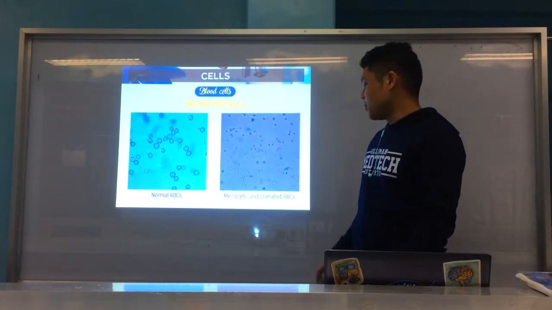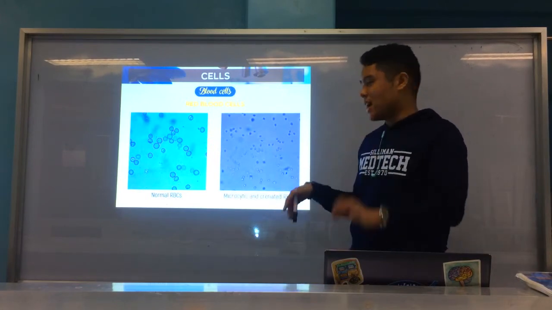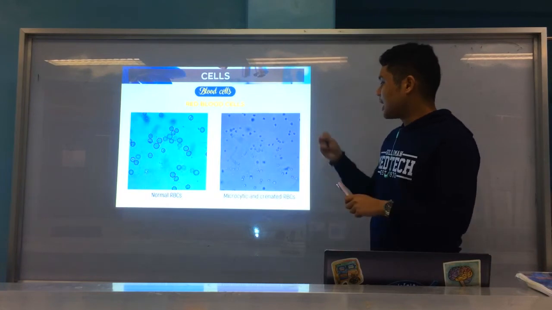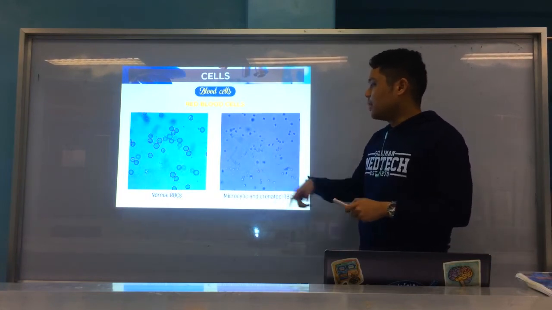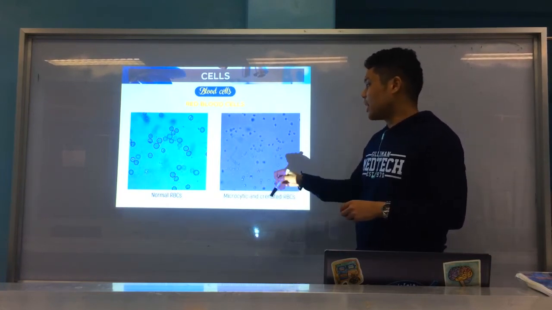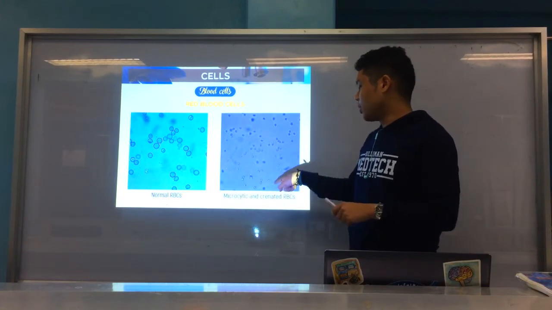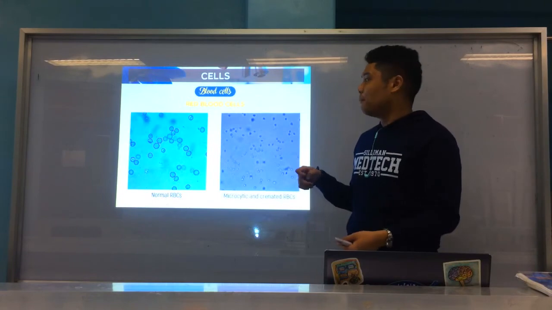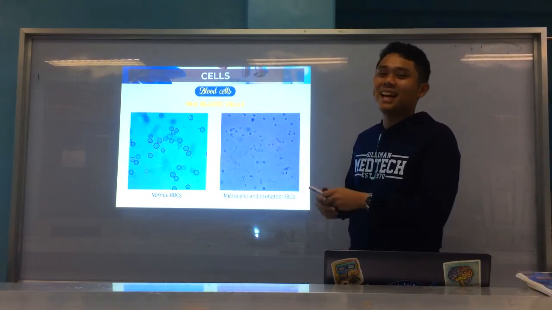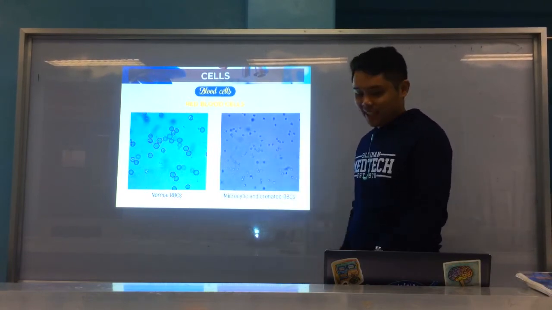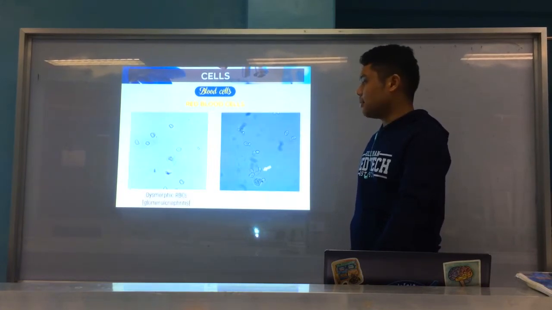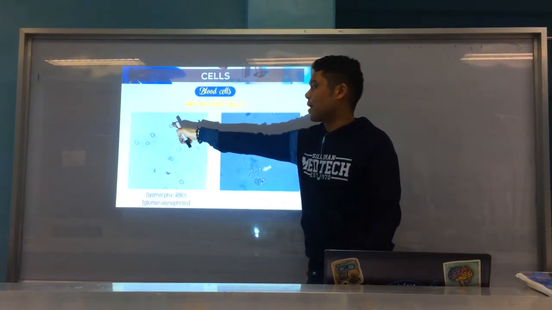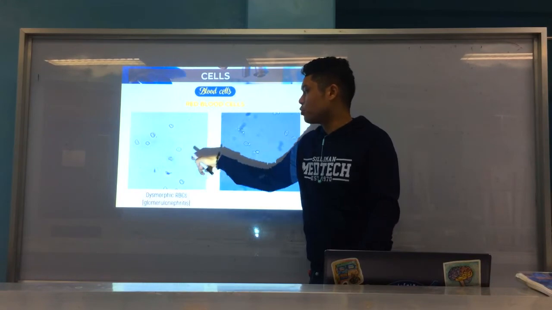Alright. And this is an example of microcytic and crenated RBCs. As you can see, they are very small. But for RBCs usually, the characteristic is that you can see a hole in the middle, which is the central pallor. But there is no central pallor here. Okay, what stain, alright? But yeah, that's for RBCs. Now, this is a dysmorphic RBC. As you can see, there are fragments and protrusions.